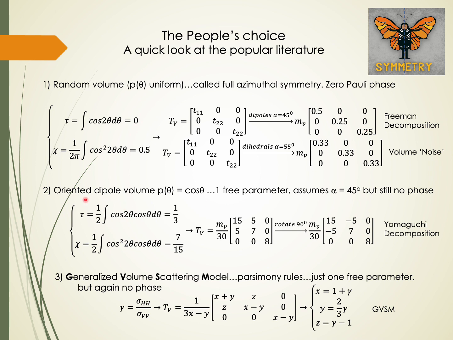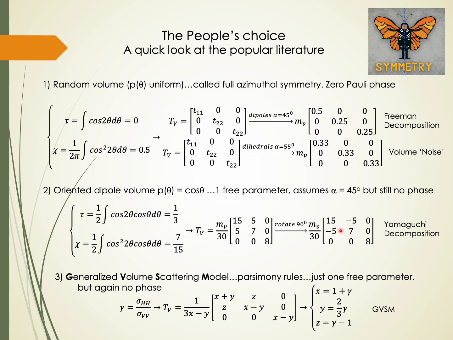So this idea that perhaps there might be orientation effects involved is a second class of popular choices, in which case it's usual to assume some kind of probability distribution. One of the most common ones is a cos theta one, and that gives us one free parameter, and we assume again that alpha equals 45 degrees, so that means a dipole cloud, but still no phase in this one. If you have a cosine distribution, you do these integrals. Tau is then 1/3, and chi is 7/15, almost a half. And you see that this is the structure that you get for the coherency matrix of the volume. This is either for H dominant or V dominant, and you can see the phase at the tau here flips sign when we have H or V being the dominant case.